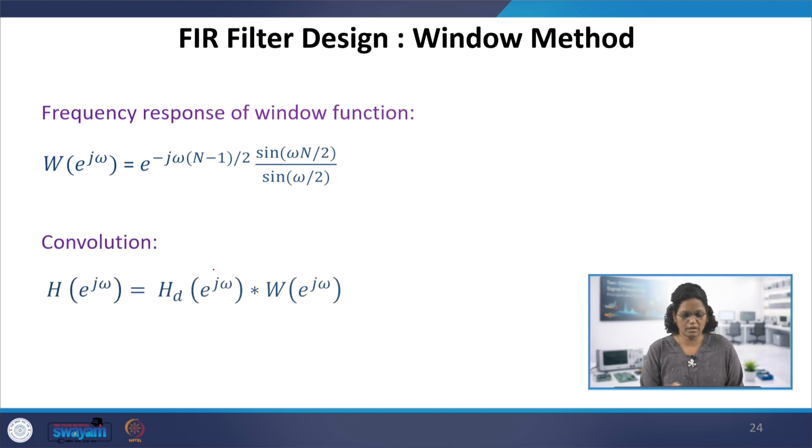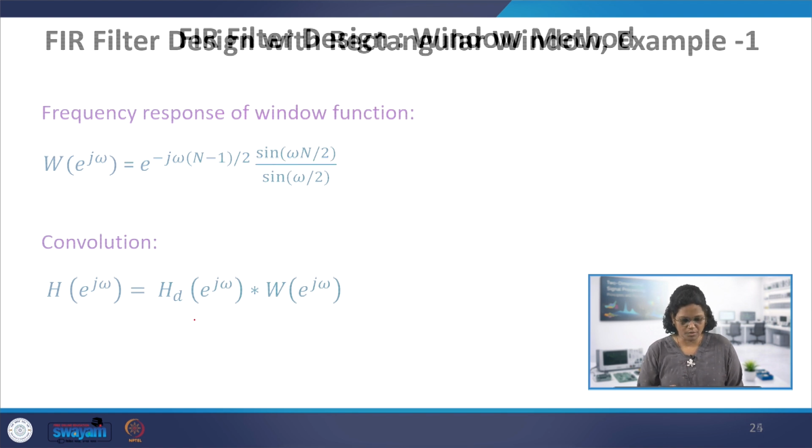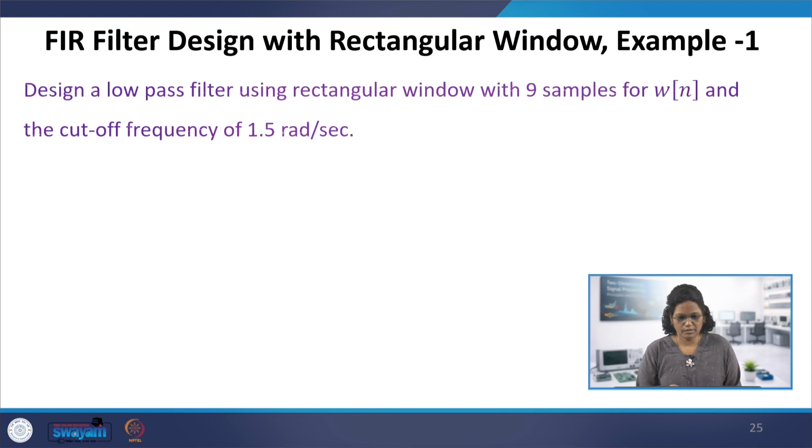We need to get the actual filter response in the frequency domain, which is equal to Hd of e power j omega convolving with this W of e power j omega. That would give the actual filter response. So, we will take an example of it and see how the design can be done. This is 1D, so we can extend these insights to 2D as well.